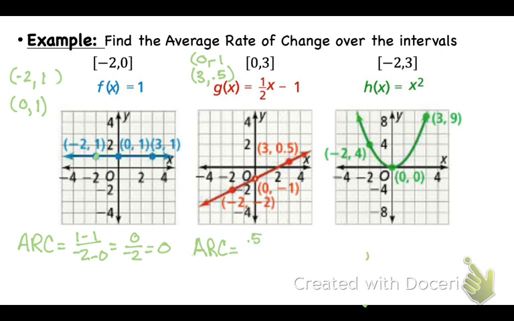So 0.5 minus a -1 over 3 minus 0. So pretty sure that's 1.5 over 3. And I cannot leave a decimal in a fraction, so that's 15 over 30, correct? Which is what? 1/2. Okay. So I'm at 1/2. So its average rate of change between 0 and 3 is what? 1/2.